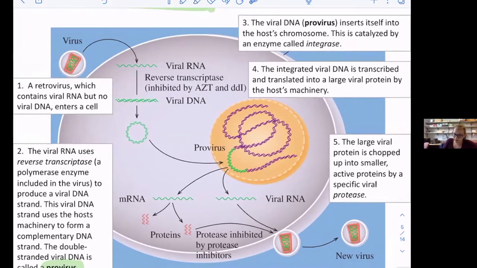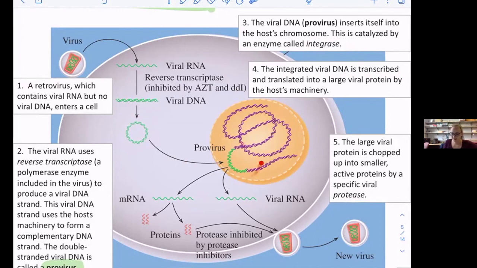The viral DNA, we're up at number 3 right now. The viral DNA, or the provirus, inserts itself into the host chromosomes. This is catalyzed by the enzyme called integrase. So this DNA, kind of like a plasmid, then goes into the nucleus of the cell where all of the chromosomes, all of the DNA is for that cell, and it inserts itself into the DNA for that particular cell. That integrated viral DNA is transcribed and translated into a large viral protein by the host machinery.